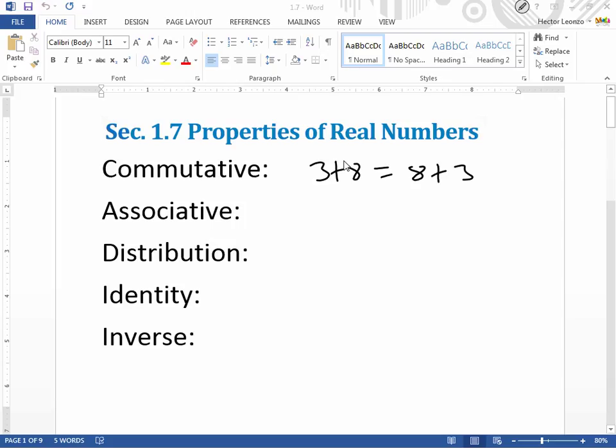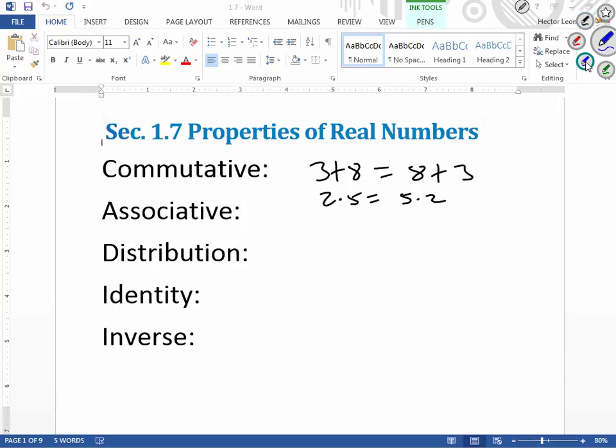Notice how the 3 and the 8, they move. Like once again, commutative, that's what it means, to move. It could be addition, it could even be multiplication. Like 2 times 5 is the same thing as 5 times 2. Once again, commute means to move.